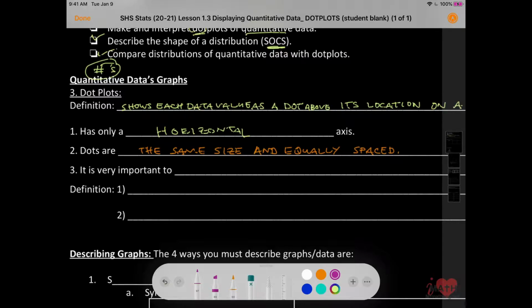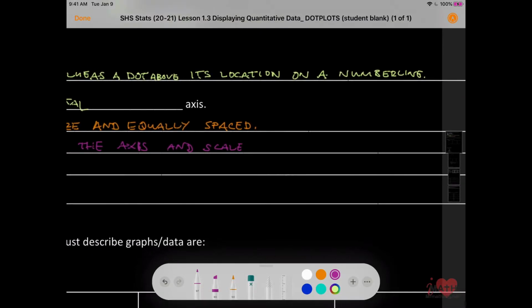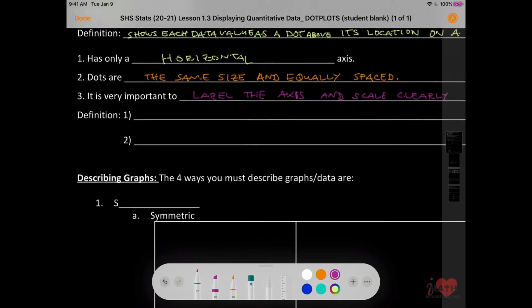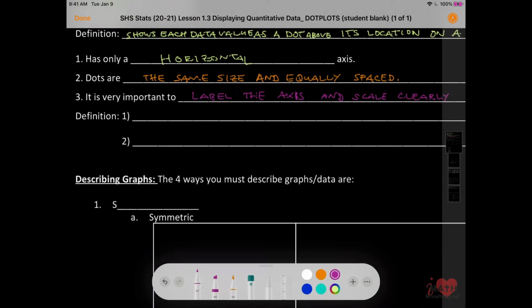It is very important to label the axis, sorry, because there's only one, and scale clearly. Alright, you don't need this one there.